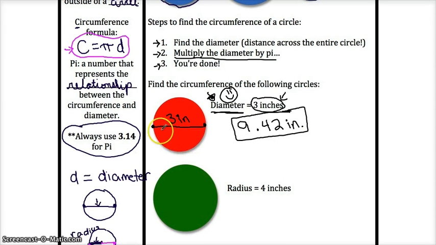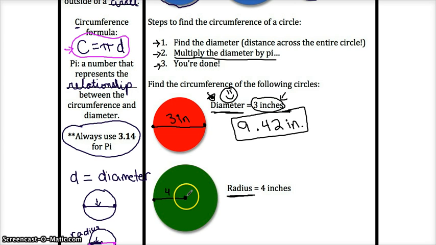So let's try another one, the green circle. This one, we still do the same thing, find the diameter. So this one, be careful, they gave you the radius of 4 inches. Do you remember the radius is only halfway across the circle? It goes until here, halfway. Okay, so I know that from here to here is 4 inches, from right here to the middle is 4 inches.